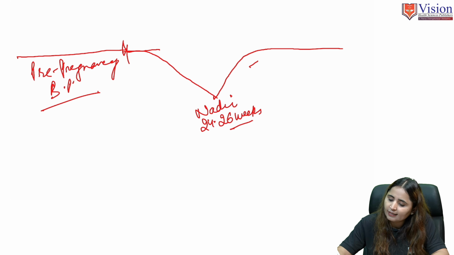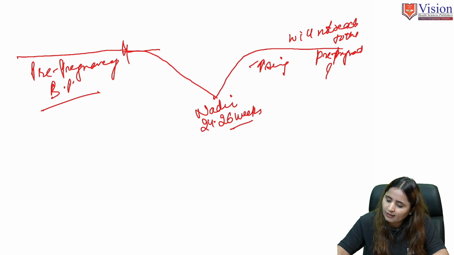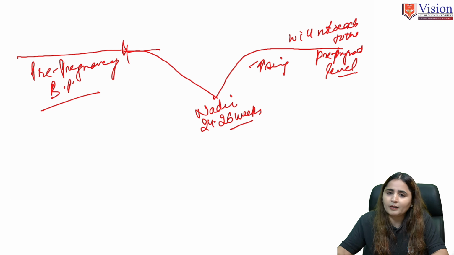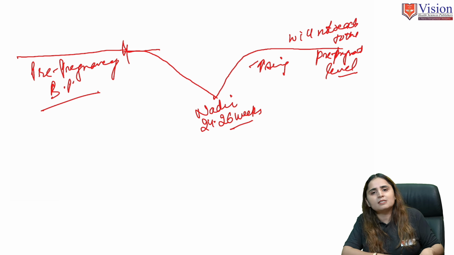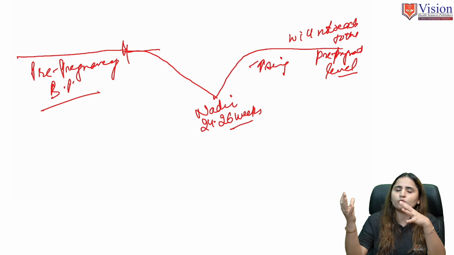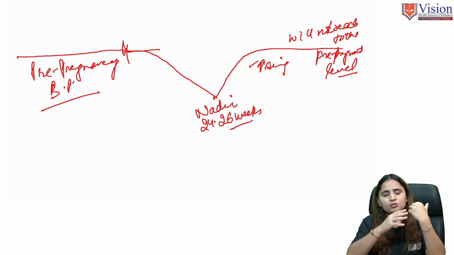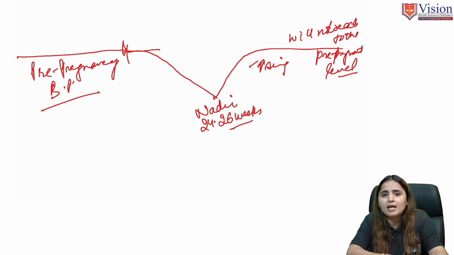Yes, it is increasing, but remember, it will not reach the pre-pregnant level. ये pre-pregnant level पे नहीं आएगा. It will not reach the pre-pregnant level. So this is the reason that around 24 to 26 weeks, the female will complain of dizziness and syncope.